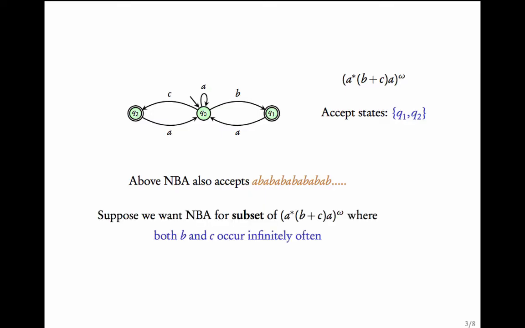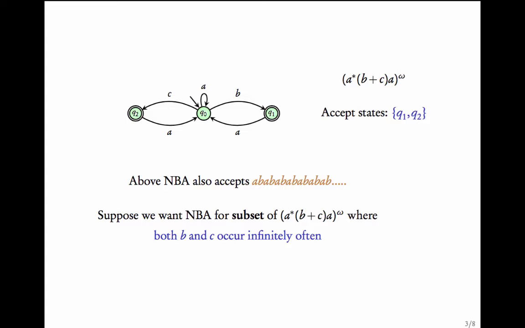Suppose we want the Büchi automaton for the subset of this language where both B and C occur infinitely often. In particular, words like this should be eliminated. Both B and C should occur infinitely often. So essentially, the states Q1 and Q2 should occur infinitely often. This kind of a condition cannot be given directly for Büchi automata, because you can just say that the set of accepting states is Q1, Q2, and it does not enforce that both Q1 and Q2 should occur infinitely often. So in order to build an NBA for this, we have to come up with a completely different set of states and transitions.